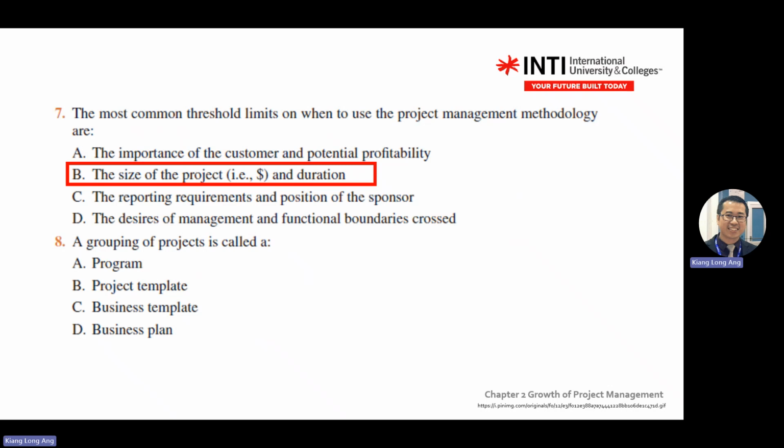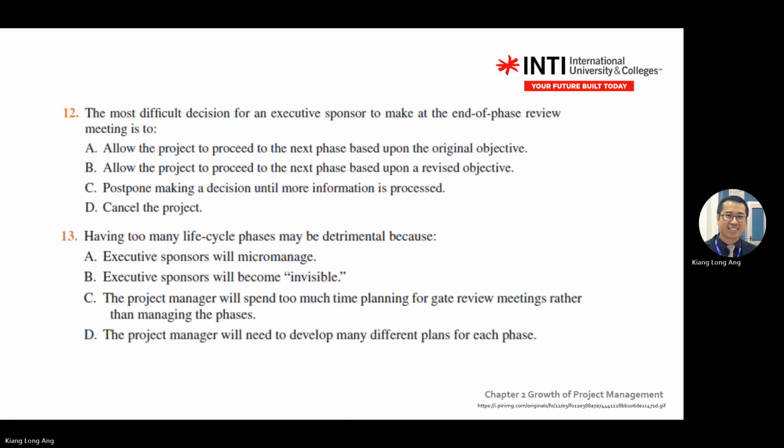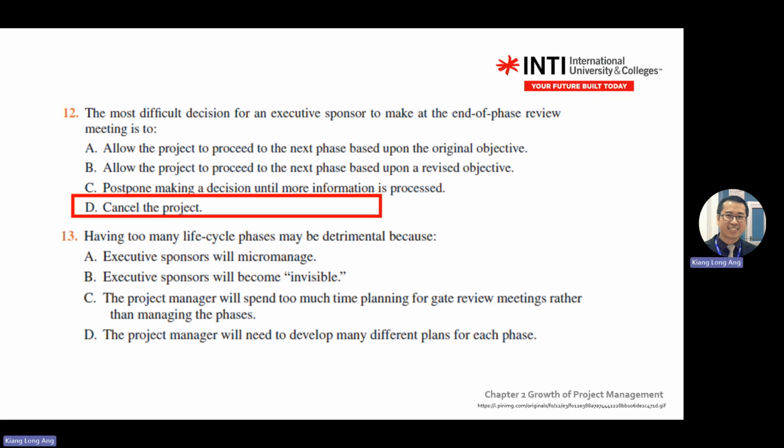A group of projects is called a program. Okay. The most difficult decision for the executive sponsor to make at the end phase review meeting is what? These are the four types of decision that always keep repeating. It is D. The hardest is because when it comes to the end of the phase, it's very difficult to cancel because you have already given up the money investment, right?